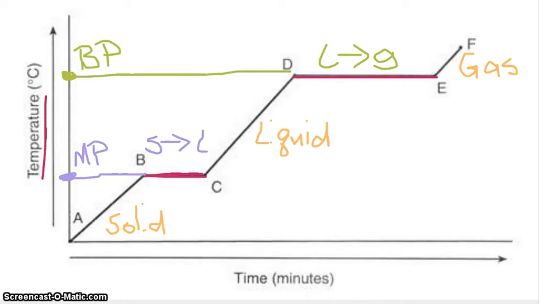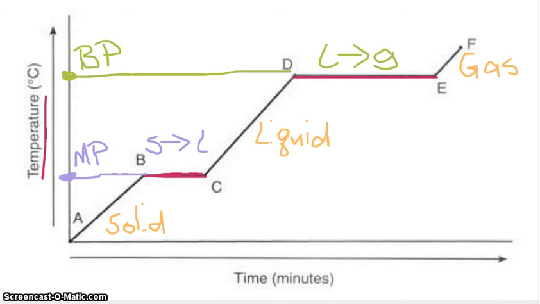Okay, so those are the key factors we have to make sure that we label there. So we know that between B and C, we're heating, so this is melting. And between D and E, we're also heating, so that's vaporization. So we have two phase changes. During a phase change, there are two states of matter present, and temperature is constant.